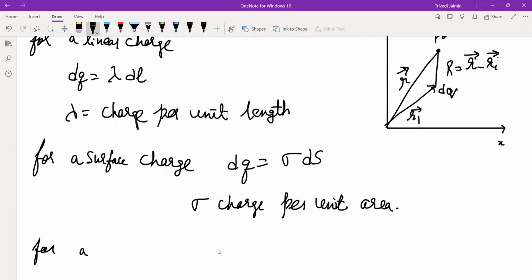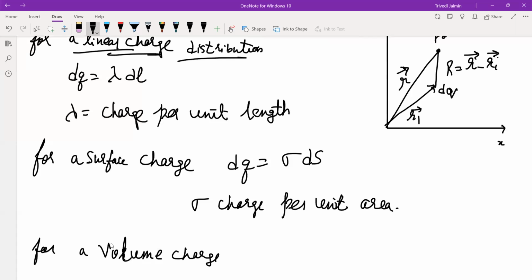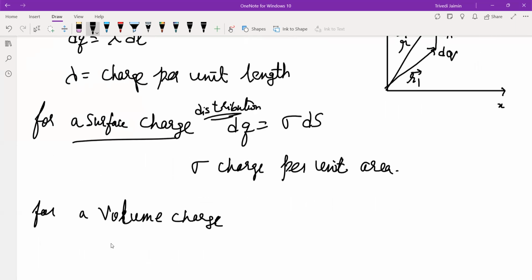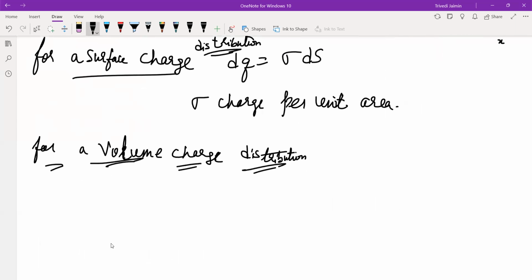For a volume charge density, let's write here: linear charge distribution, surface charge distribution, and volume charge distribution. dq equals to rho dv. ds is that area, small area. dv is that volume, small volume.